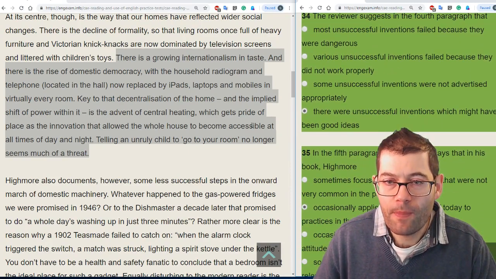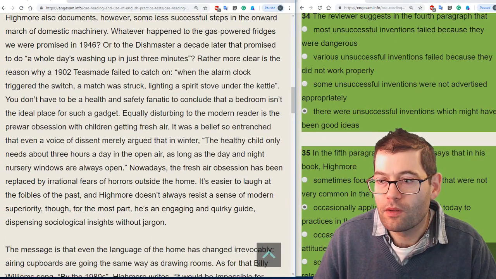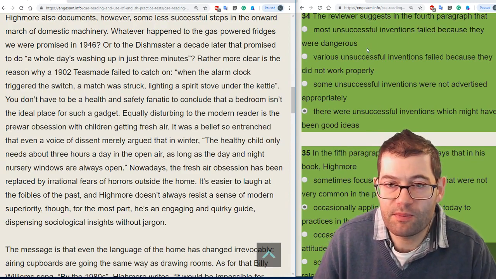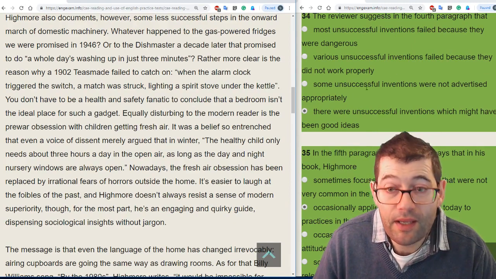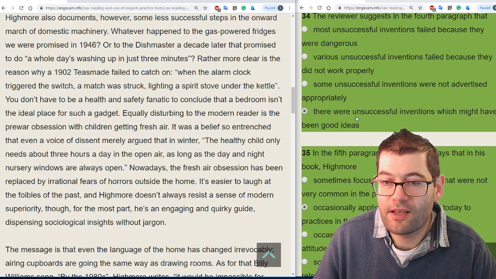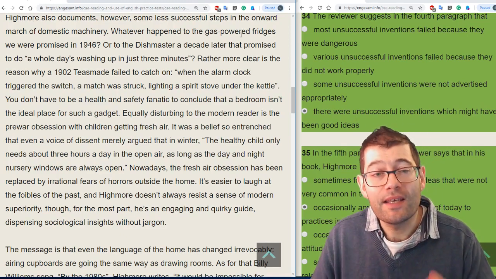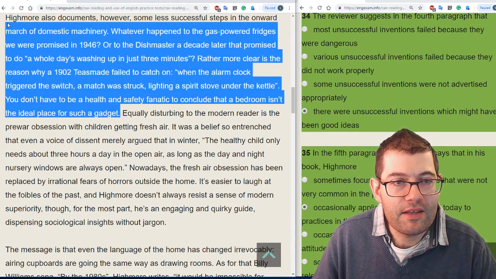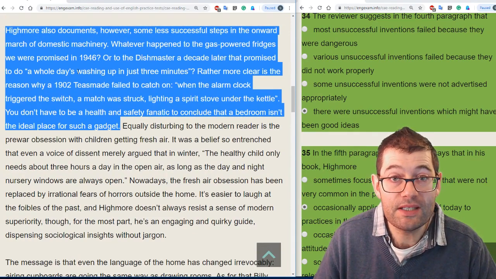For question number 4, let's move everything into the right place. The reviewer suggests in the 4th paragraph that most unsuccessful inventions failed because they were dangerous. Various unsuccessful inventions failed because they did not work properly. Some unsuccessful inventions were not advertised appropriately. They were unsuccessful inventions which might have been good ideas. Now, this is a tricky question. And the reason why it's a tricky question is because this is the text that we have to work with, which is not much text.